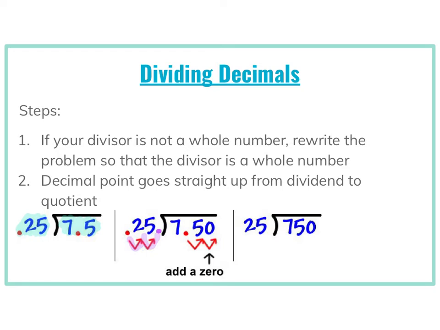Because we moved our divisor decimal 2 spaces over to the right, we also have to move our dividend decimal 2 spaces over to the right. So that's exactly what we did right here. We took our decimal and moved it 2 spaces to the right. And now this number is 750 in our dividend. So our new problem reads 750 divided by 25. Our divisor is now a whole number, and we are ready to divide.